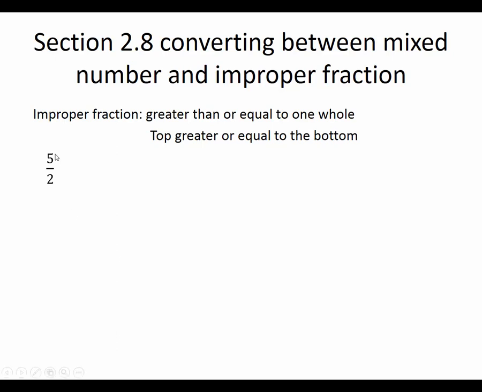5 halves. The top is definitely larger than the bottom here. And one way to think about this is that the denominator of 2 is telling me that I have 2 parts making up a whole. I can think about it as rolling out some dough to make a pizza, and I cut that pizza in half into 2 pieces. So that's 1 half there, and 2 halves of my pizza make up one whole. But I need 5 halves.